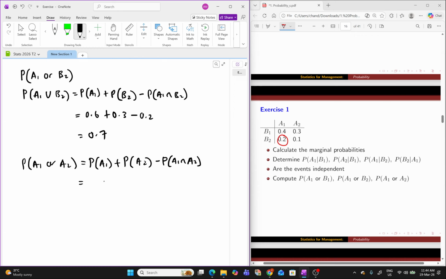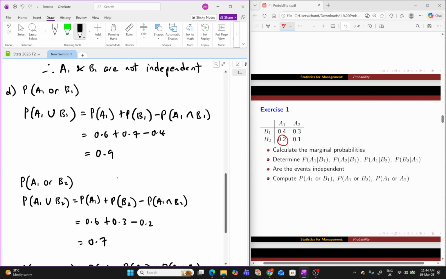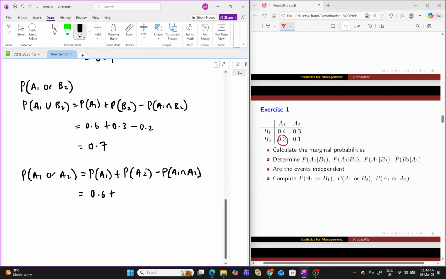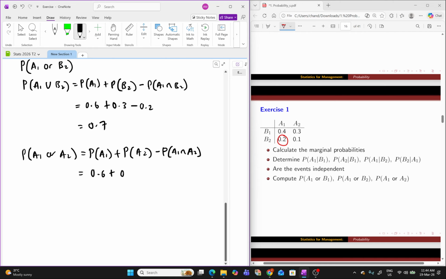A1 is 0.6, A2 is 0.4, and A1 intersect A2. Okay, there's no intersection here. Basically, the variables or characteristics in the same category won't intersect. Here A1 and A2 no intersection, B1 and B2 no intersection. Only different categories have intersection, A and B. So this one no intersection, 0. The answer is 1 here.